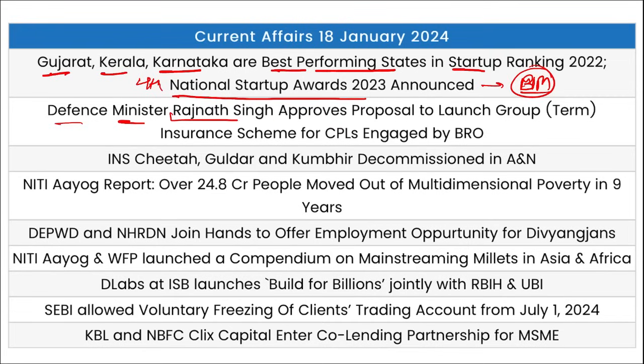Then Defence Minister Rajnath Singh has approved proposal to launch group term insurance scheme for casual paid labourers engaged by BRO.